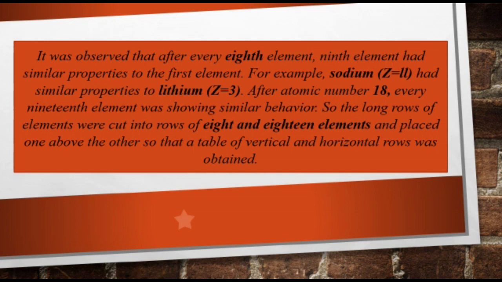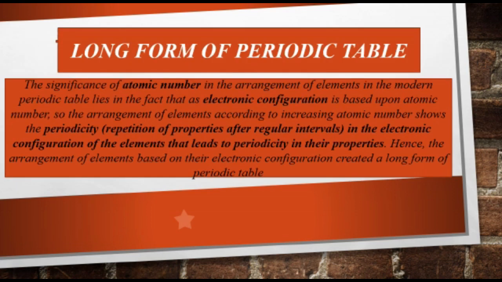After atomic number 18, every 19th element was showing similar behavior. Every 19th element will show properties like its first element. So the long rows of elements were cut into rows of 8 and 18 elements. So we place them in the pieces of 8 or 18, and above them we also divided them into horizontal and vertical rows, as was obtained. Long form of periodic table.